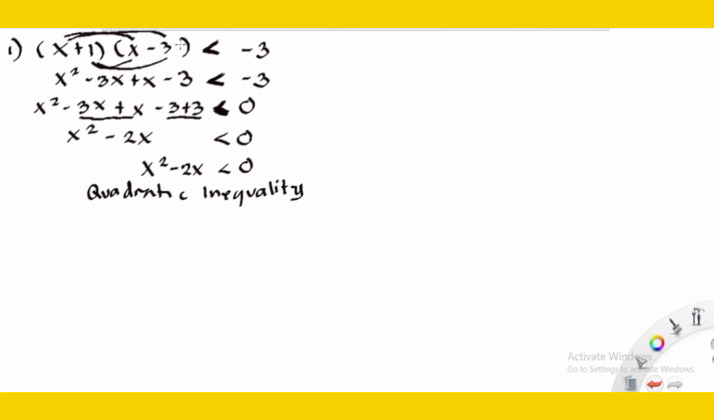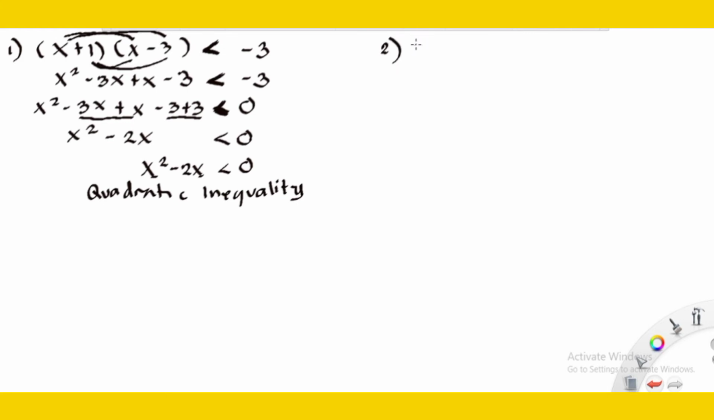And since we only see one variable, which is x, this is a quadratic inequality in one variable. Okay, so I hope we understand. Let's have another example.